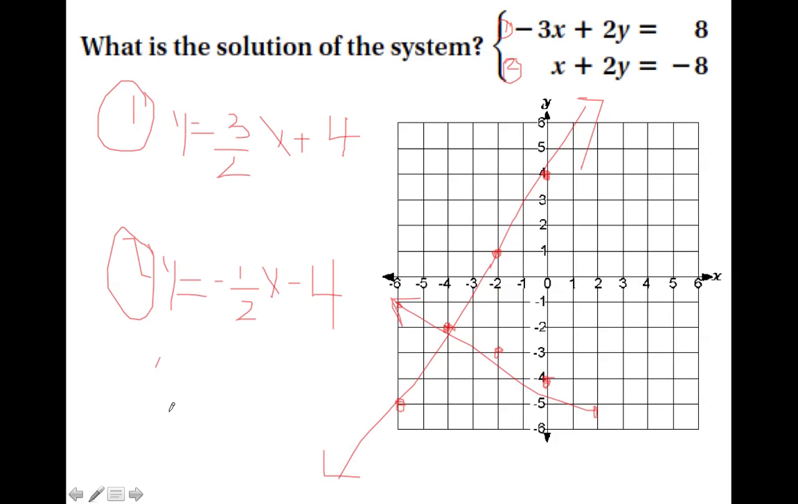So our solution is negative 4, negative 2. Again, write it as an ordered pair in parentheses, and we are done. We figure out the solution.